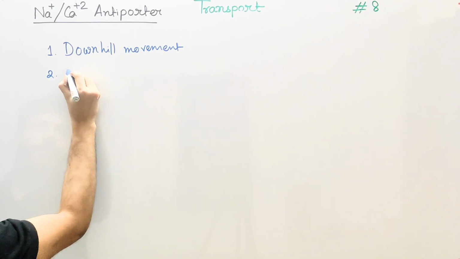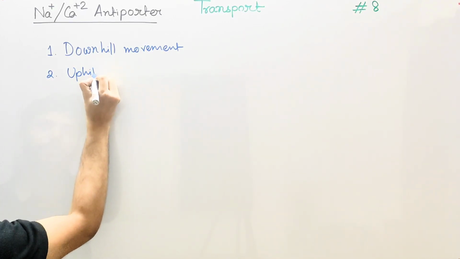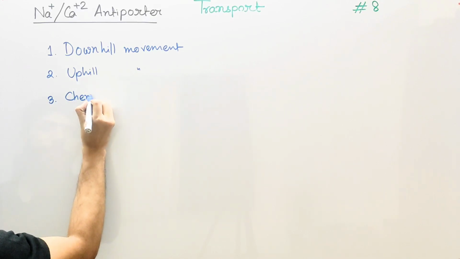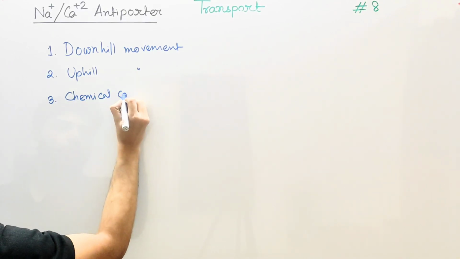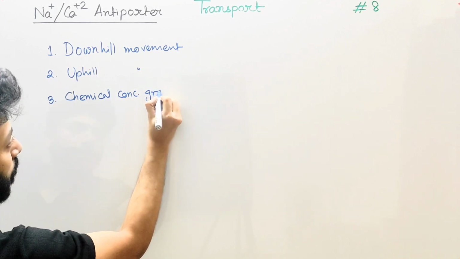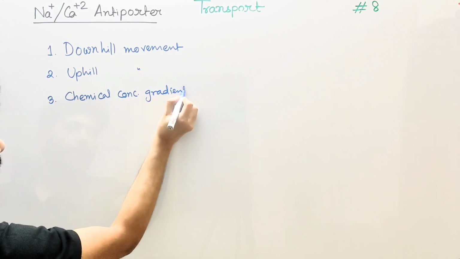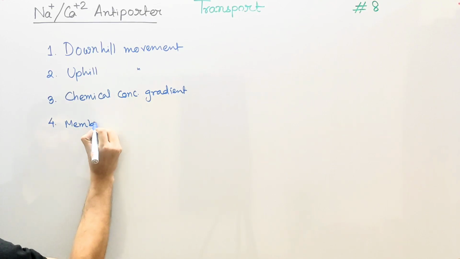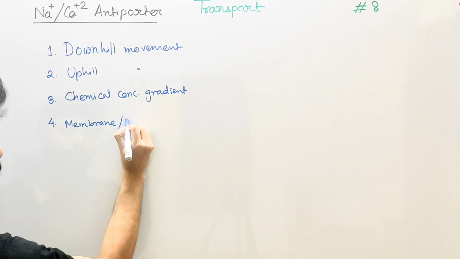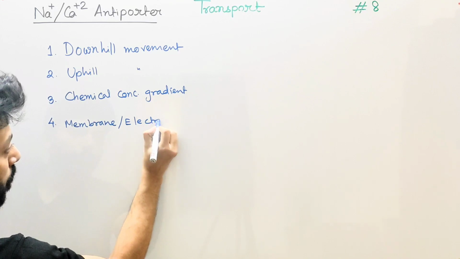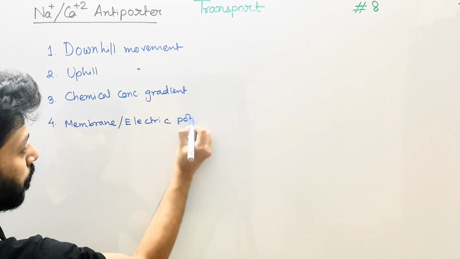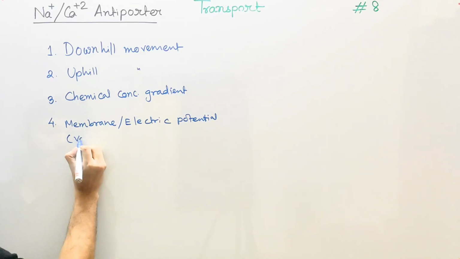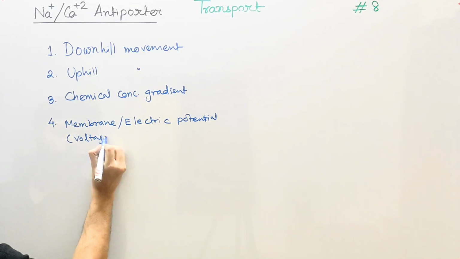Second important point is uphill movement. Third point is chemical concentration gradient. And the last point we have to understand is membrane or electric potential. Or we can say the voltage across the plasma membrane.